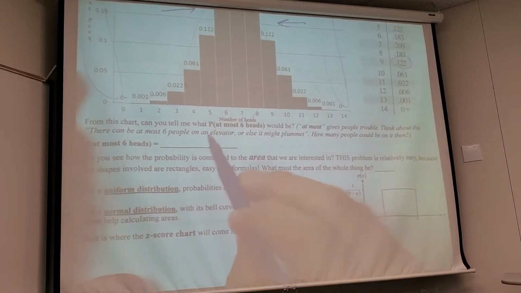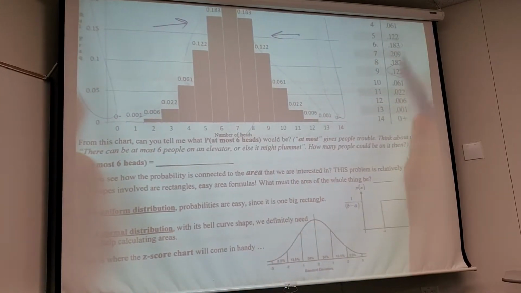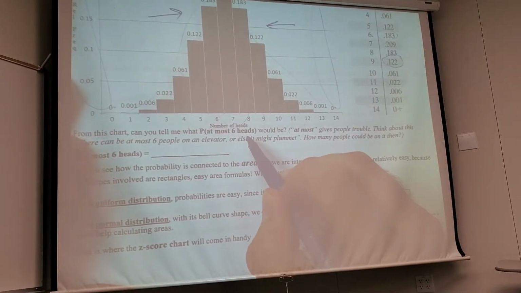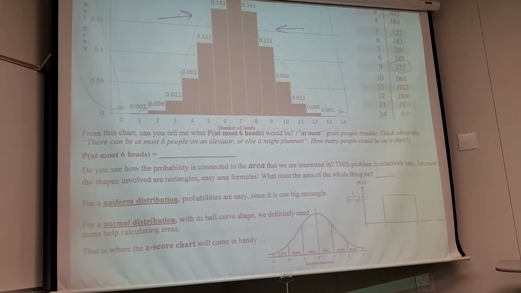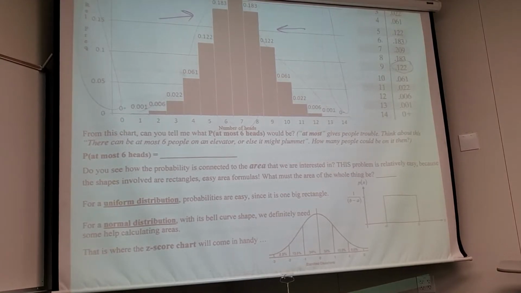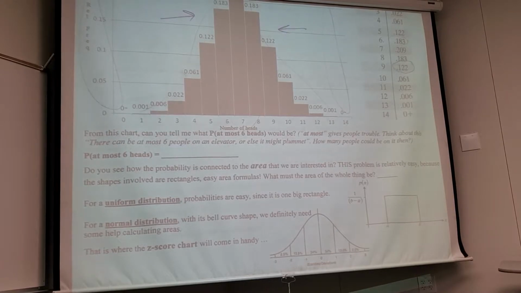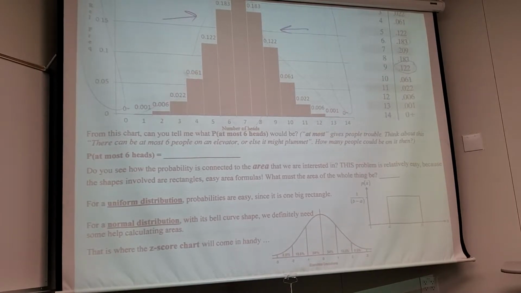So notice this. Looking at the chart in this table, what was the probability that at most 6 heads happens? How would you get that? What does at most mean? Look here, at most gives people trouble. There could be at most 6 people in an elevator. So what does that mean? If there could be at most 6, it's 0 to 6, right? That 7th person, you're like, what the hell? Okay, maybe.